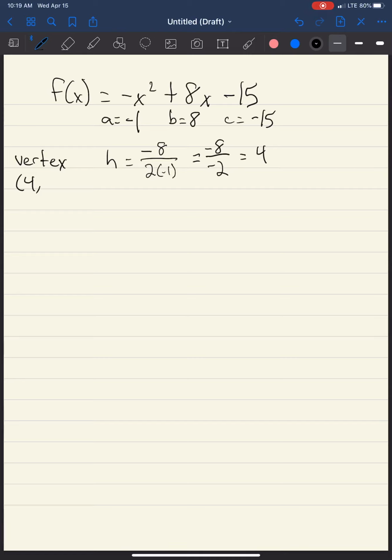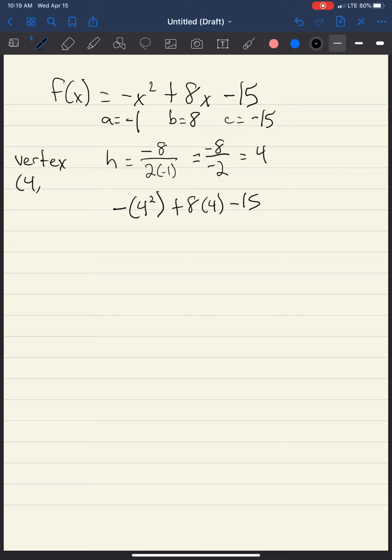So for my vertex, I have 4. Now I can find my k. So we say k, we're just going to plug in our h value into the x's. So I have negative 4 squared plus 8 times 4 minus 15.